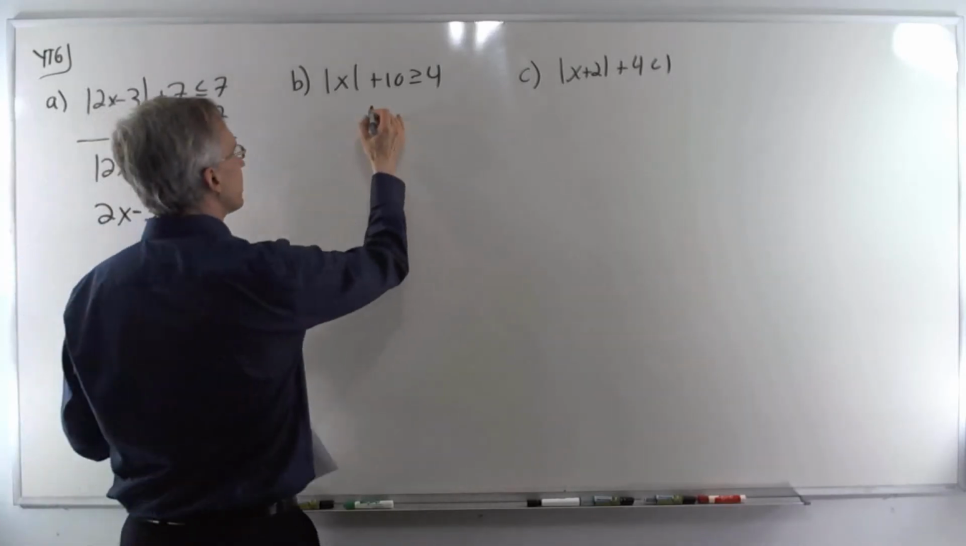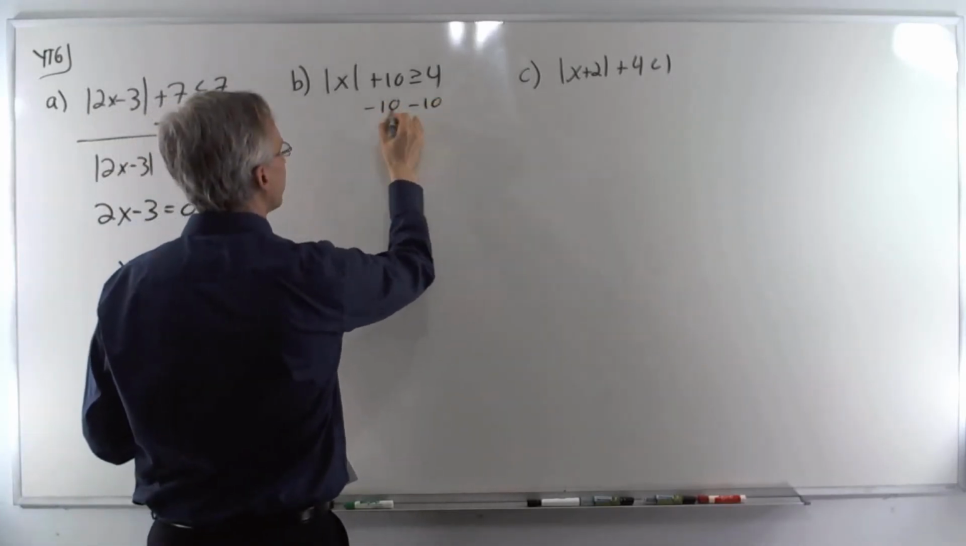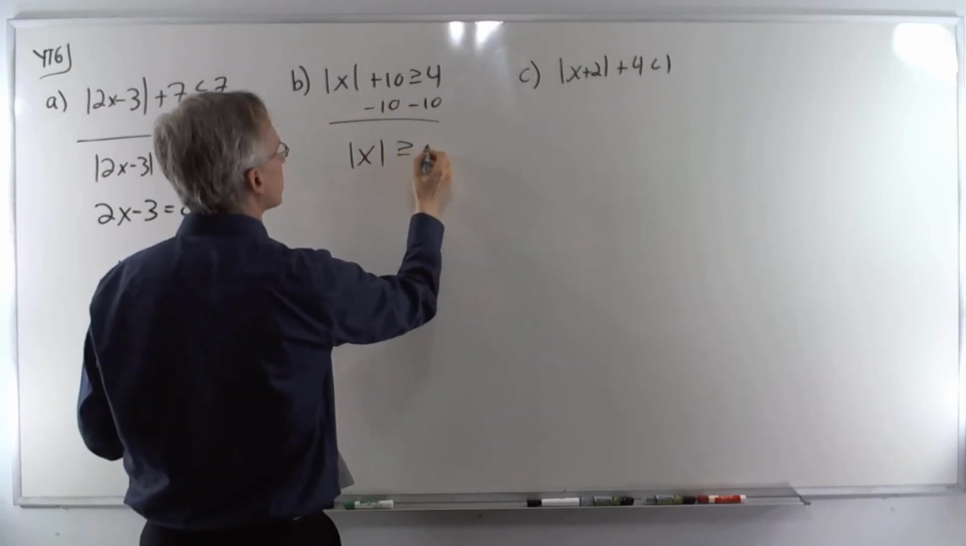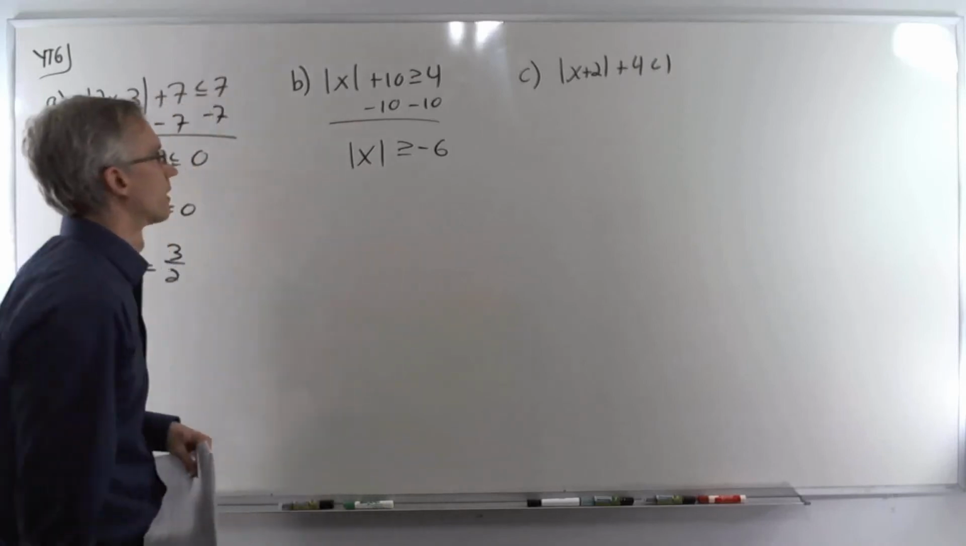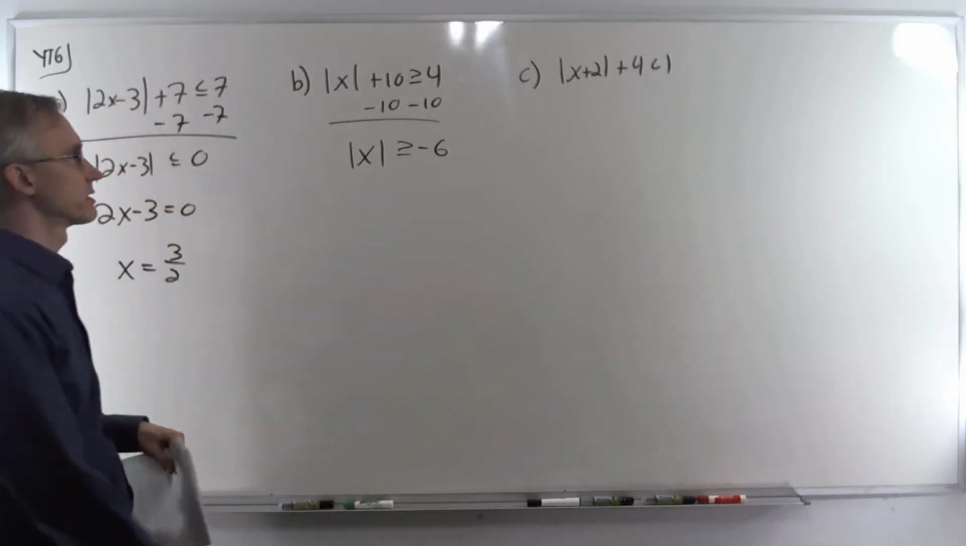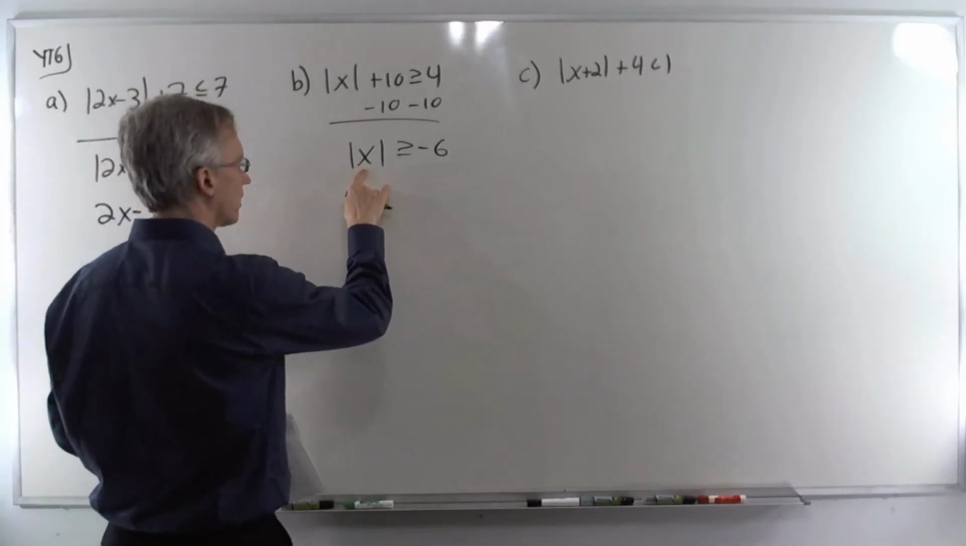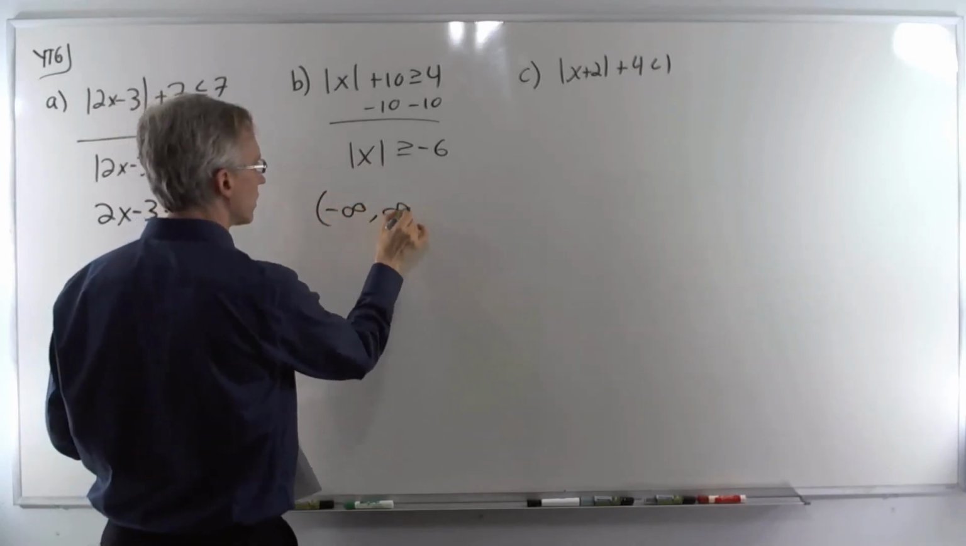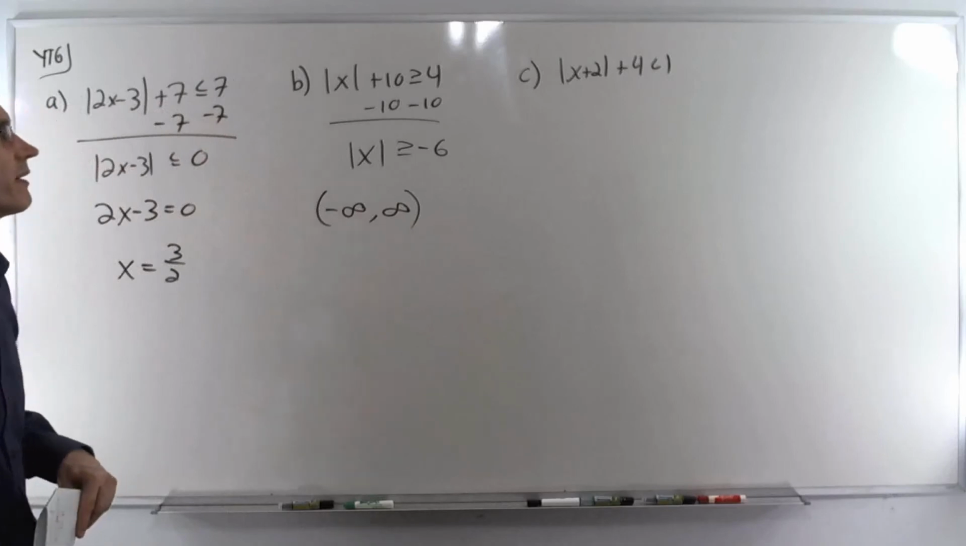All right, this one, to get the absolute value by itself, we'll subtract 10 from each side and get the absolute value of x greater than or equal to negative 6. Well, absolute values are always positive, so any number we plug in here will satisfy that. So that gives us all real numbers, negative infinity to positive infinity.